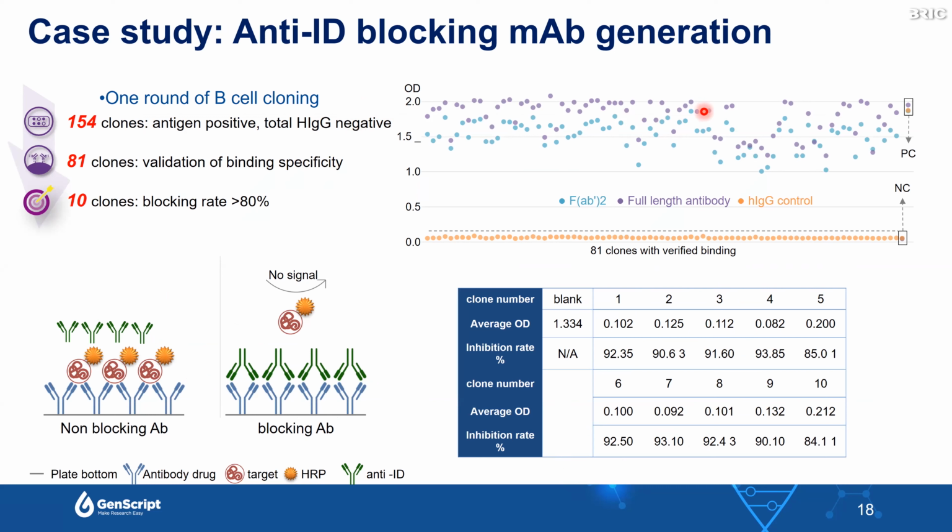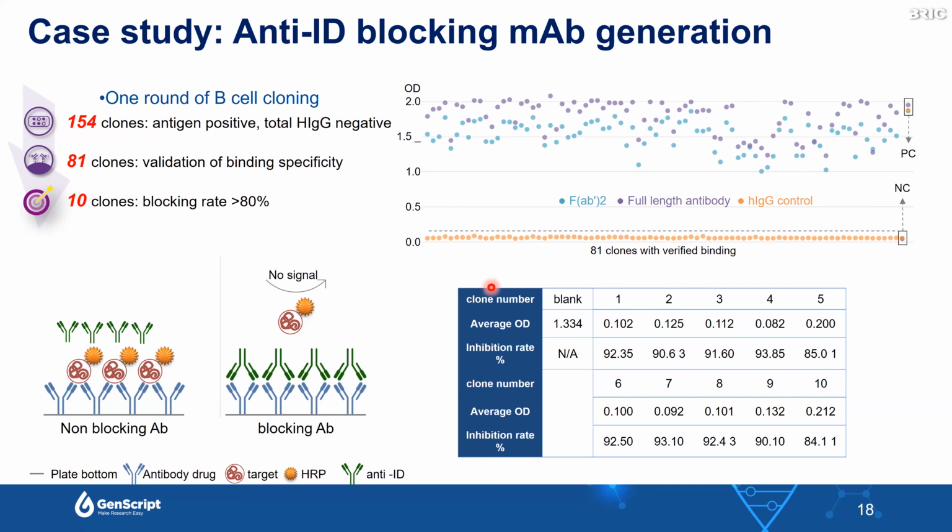81 clones were further studied, and the 81 clones are very sensitive to the FAB2 and the full-length drug antibodies. We can see that the 81 clones have an OD level bigger than 1 for the FAB2 and intact full-length drug antibody, and the OD level is less than 0.2 for the total human IgG negative control. Positive control and negative control are included, and the OD is larger than 1 and lesser than 2 respectively.